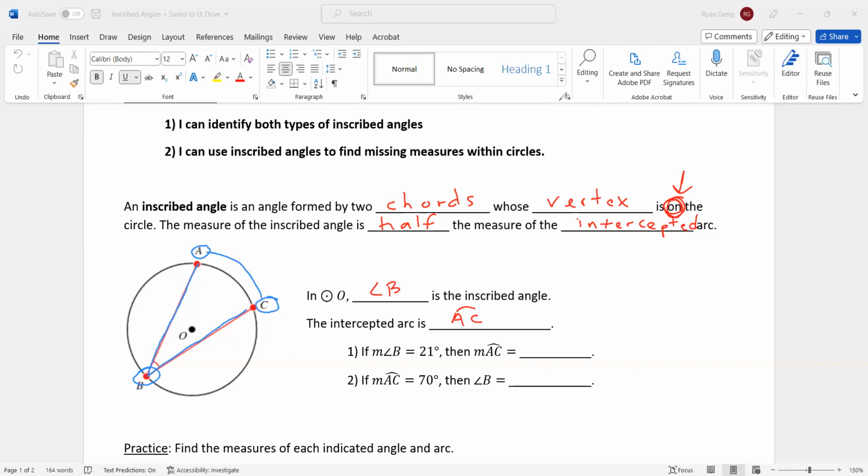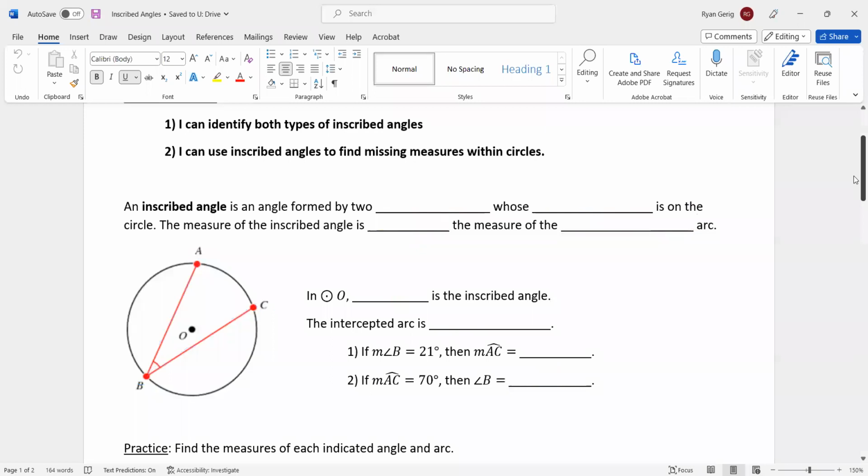All right. Now, if the measure of angle B is 21, what's the measure of arc AC? It's using this relationship here. The angle is half of the arc. So 21 is half of AC, so AC would be 42. If AC is 70, then the angle would be 35. It'd be half of it. Okay. So that's the main relationship with inscribed angles that I want you to see.